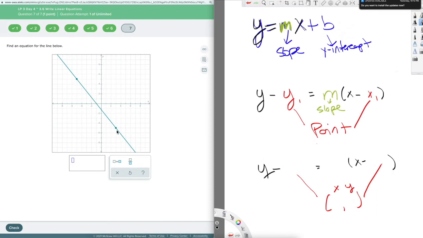And in order to do slope, I need to know rise over run, meaning to get from one point to the other, how far did I go up or down? How far did I move right or left? That's what slope means. It's the change in y over the change in x. And y is our up and down, x is our left and right. So again, just directions.